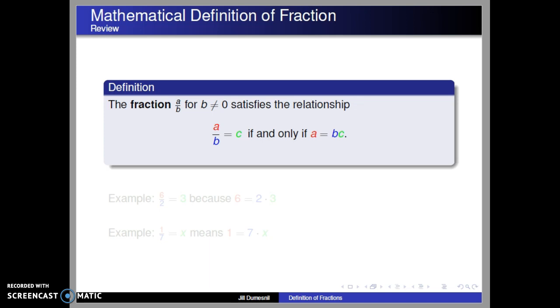the number c, provided that a equals b times c. So 6/2 equals 3 because 6 is 2 times 3. 1/7 equals x means that 1 equals 7 times x.